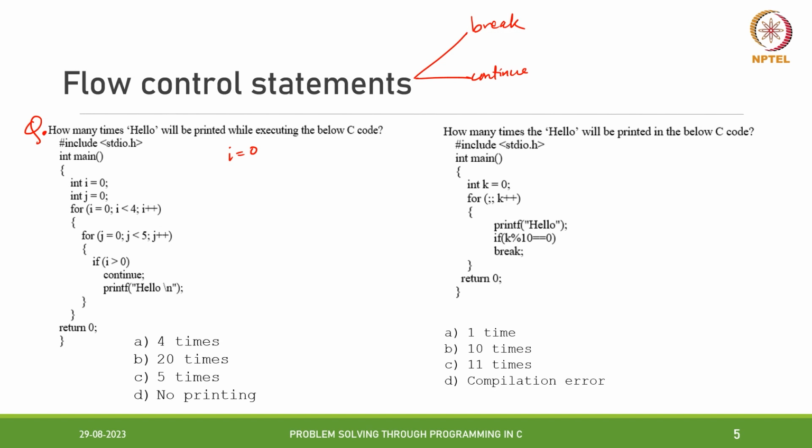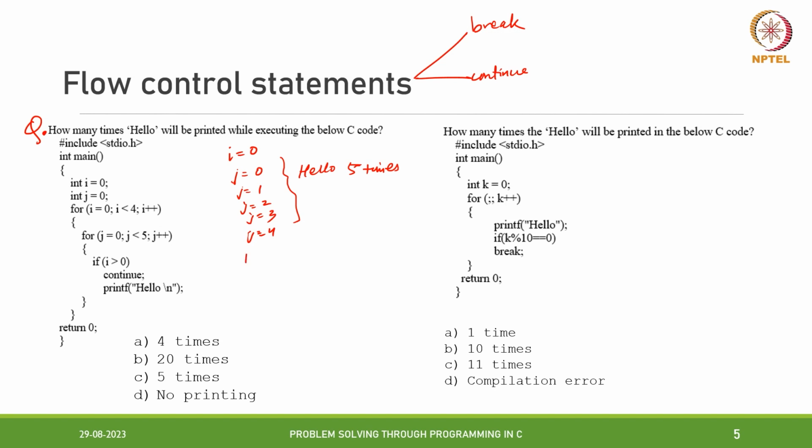Let's see. When i equals 0, that is the first, the outer loop, i equals 0. For that you go for j equals 0, 1, 2, 3, 4, right? These will be the 5 different iterations which will happen inside i equals 0, and for each of them you will have hello being printed, right? So 5 times it will be printed here, because only for i greater than 0 will it continue, otherwise not.